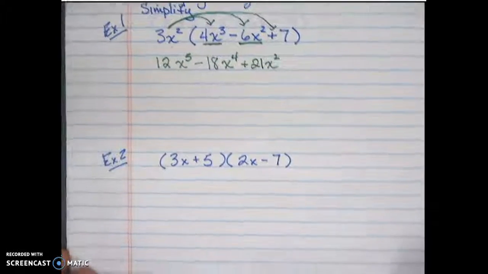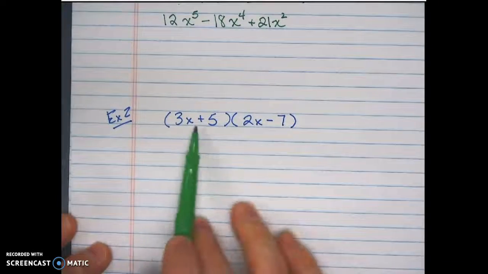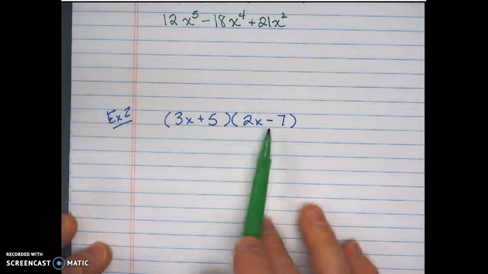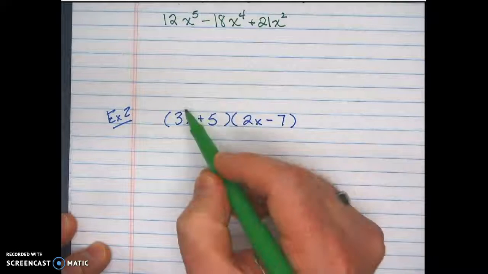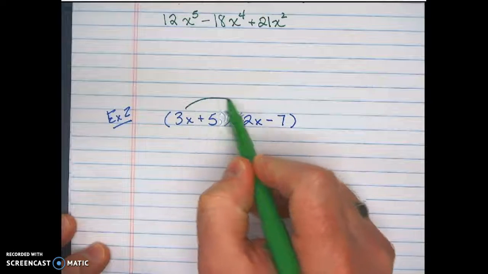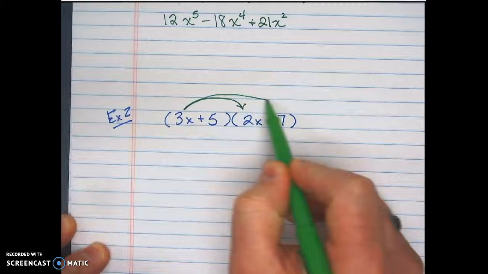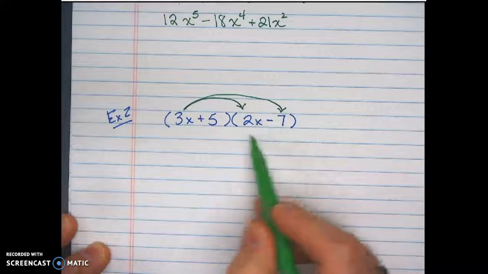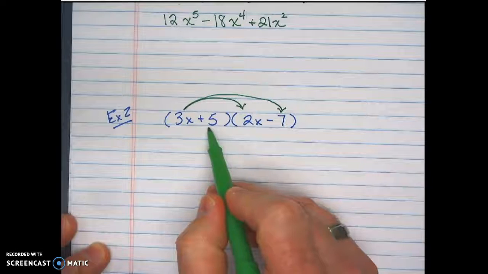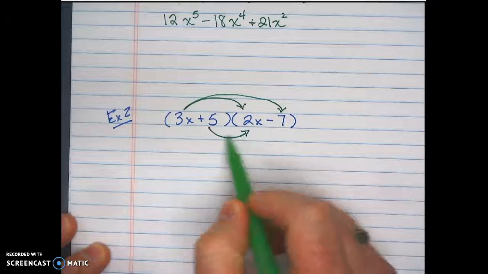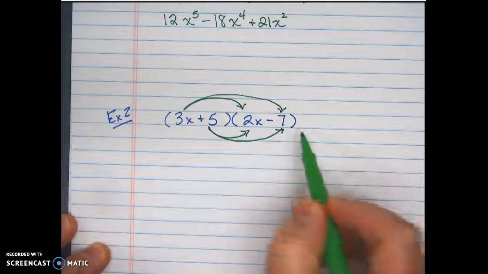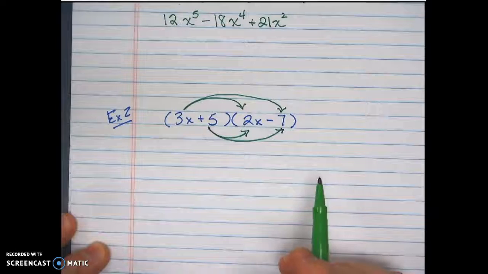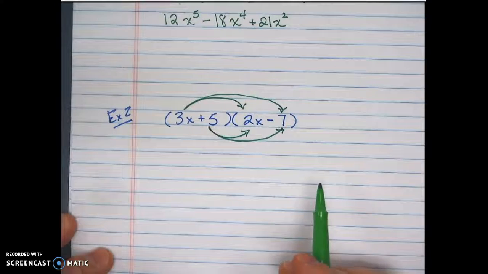Next example up, we're going to look at multiplying a linear binomial times a linear binomial. Here it gets important that we are distributing both the 3x into the second binomial, but we also have to make sure that we distribute this constant 5 into both as well. So there's going to be 4 separate multiplications here.